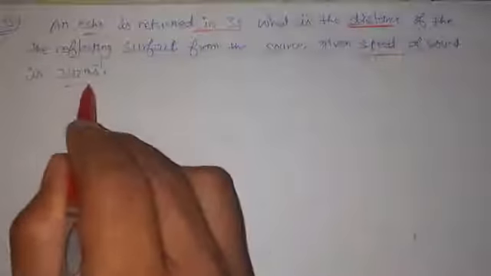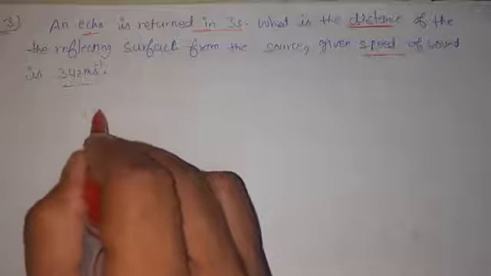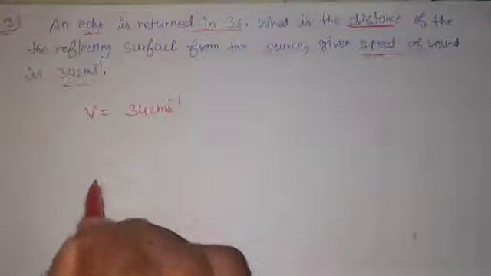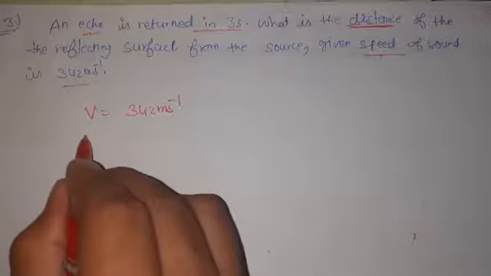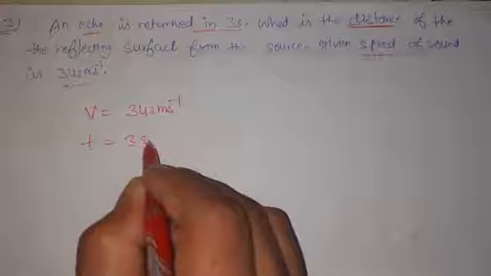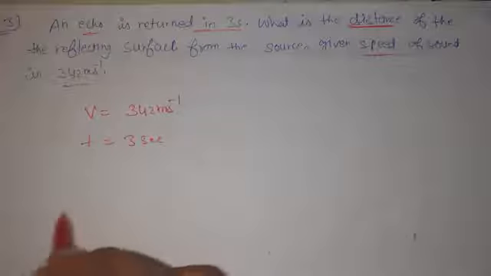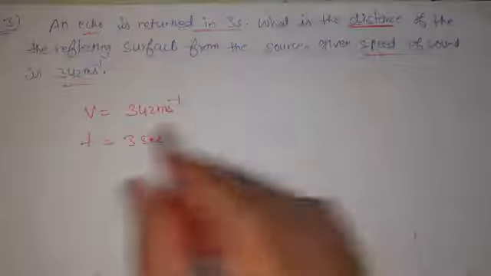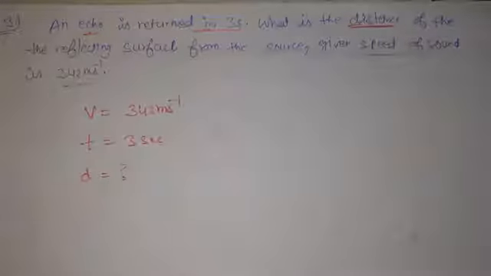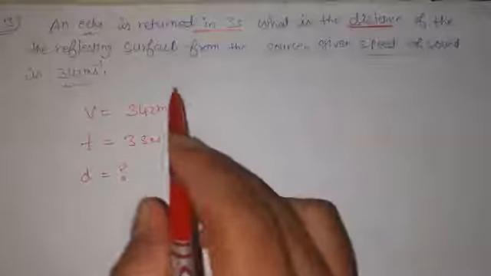So first, the thing given to us is that the speed of sound is 342 meters per second. The second thing given to us is that the time of the echo is 3 seconds. The third thing they are asking us is the distance. So what will be the distance of that reflecting surface?